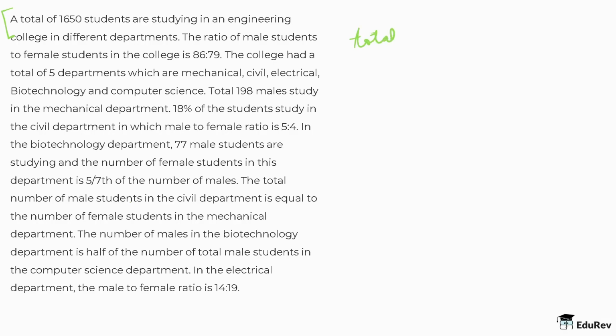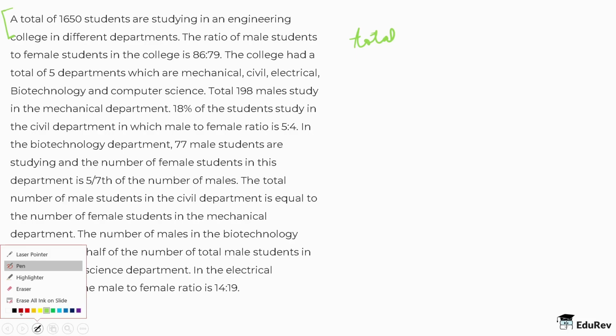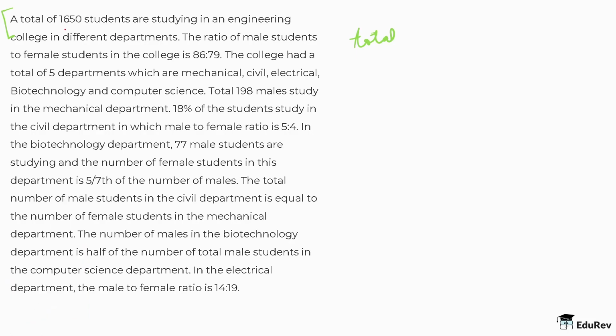First of all, we know the total number of students, which was already provided to me: 1650. So total students is going to be 1650, as simple as that. Now the male to female ratio in your college is provided.